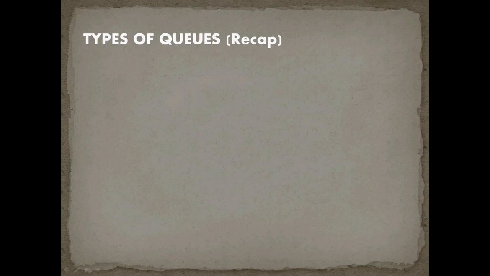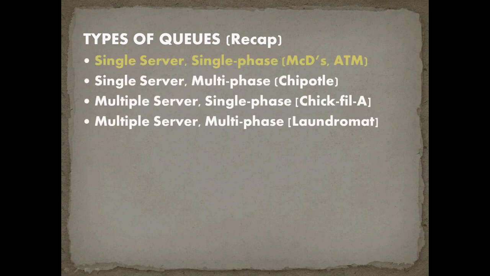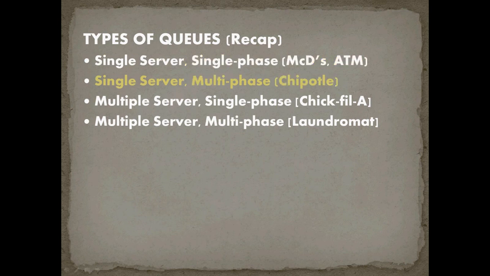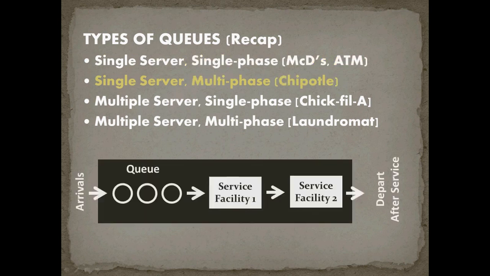So let's recap the types of queues. To begin with, there's the single server, single phase. This is our McDonald's or ATM. So customers arrive, they enter a queue, they're provided service at a single service facility, and then they get to depart. For the single server multi-phase, like Chipotle, customers arrive, they enter the queue, and once they get to service facility 1 and they're processed, they proceed immediately to service facility 2, service facility 3, so on and so forth, without waiting in a queue again. And then they depart after they've received all the service required.